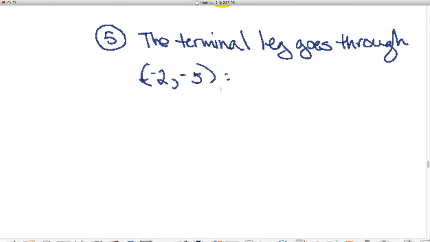So here we have a terminal leg going through -2, -5. So again, we're going to draw a coordinate system. -2 in the x direction would be over here, and then -5 would put us in this quadrant. Draw a line going through it, back to the x-axis always.